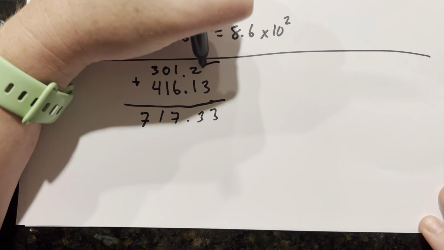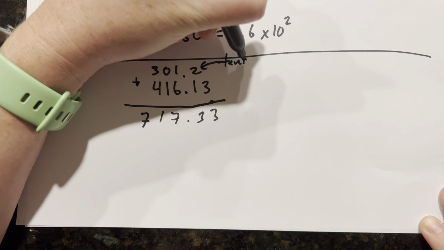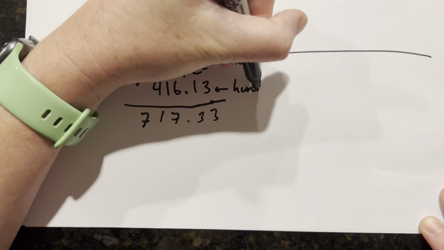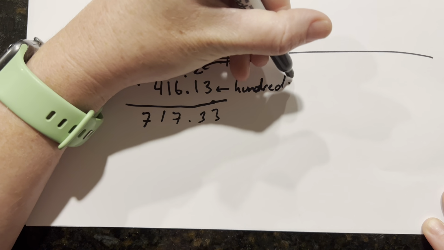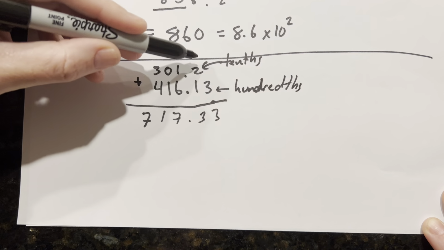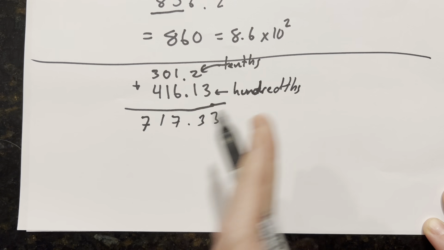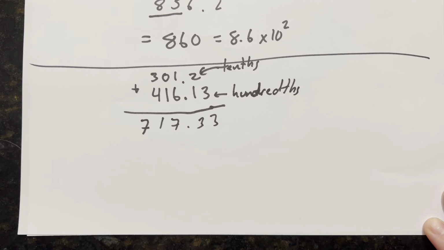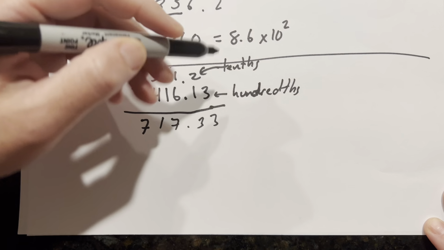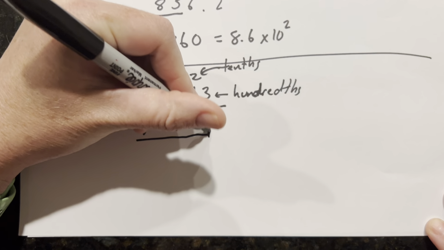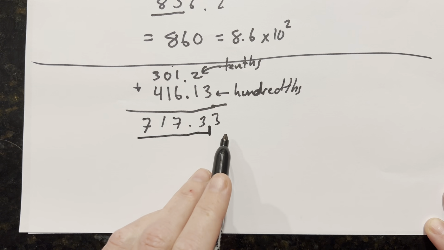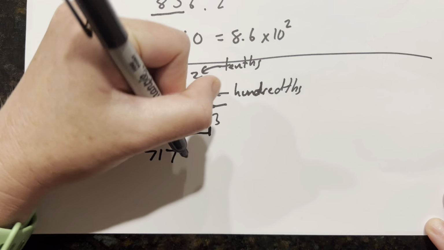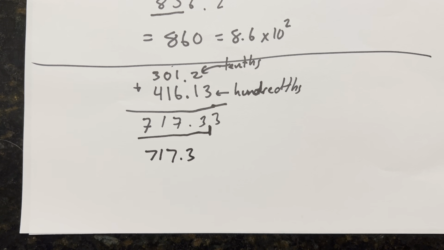This number we only know to the tenths place. And this number we know to the hundredths. Which number is the least precise? That would be this one. Remember, going from left to right, the one we know the most about would have more numbers on the right. So this is the one we know the least about, therefore our answer should be to the tenths. We underline up to the tenths. Ask if the number next to it is 5 or greater. It's not, so our answer is 717.3.